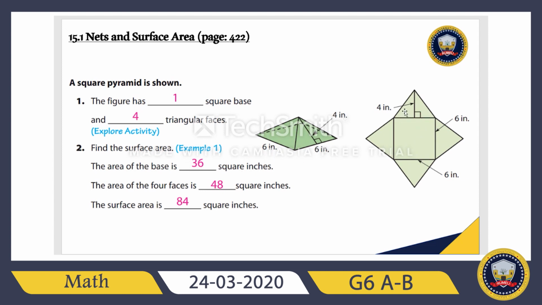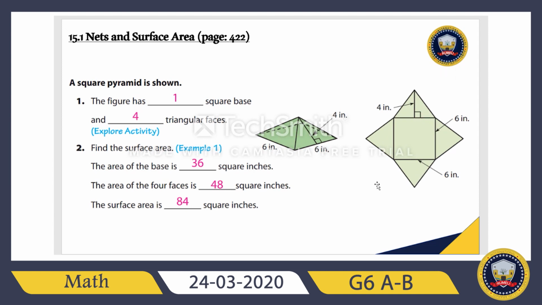Now, the area of the sides, they are triangles, so it will be base times height divided by 2. What is my base? It's 6 inches times height, which is 4. 6 times 4 divided by 2. That's 12. Now multiply it by 4. It is 48 square inches. So the total area of the sides is 48.